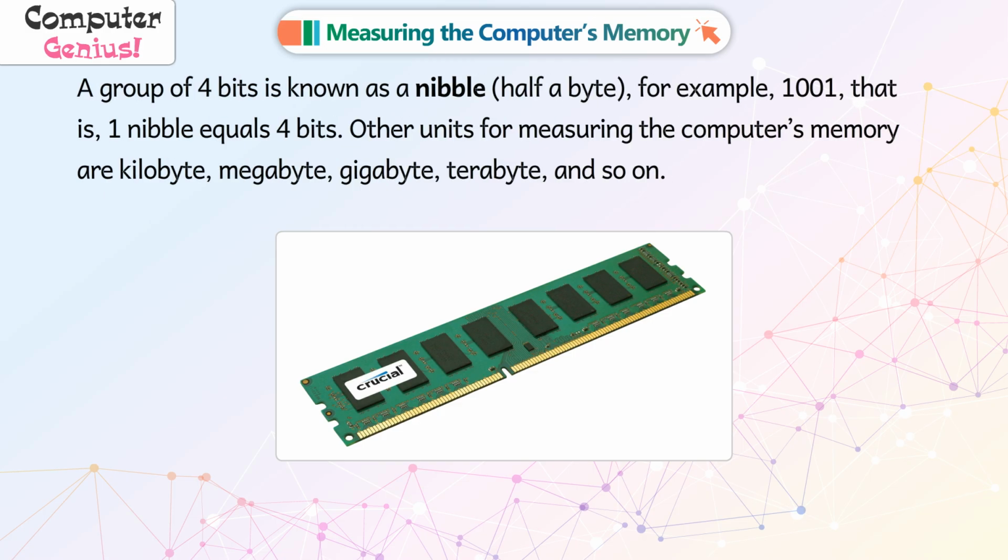A group of 4 bits is known as a nibble, half a byte. For example, 1001, that is 1 nibble equals 4 bits. Other units for measuring the computer's memory are kilobyte, megabyte, gigabyte, terabyte, and so on.